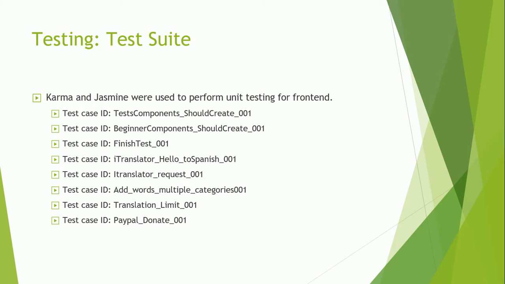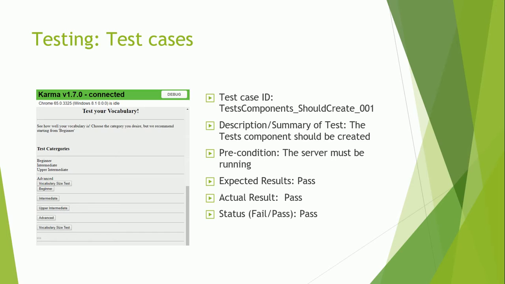Now onto the testing. Here's a test suite that we used. Karma and Jasmine were used to perform the unit testing for the front end. Here are the test case IDs, and we'll go through a sample test case. As you can see, the test case ID is test components should create 001. Description: the test component should be created. The precondition is the server must be running. The expected result is that it passes. The actual result is that it passes. The status of the test is pass, as you can see in the image.